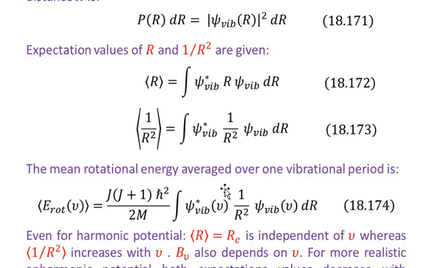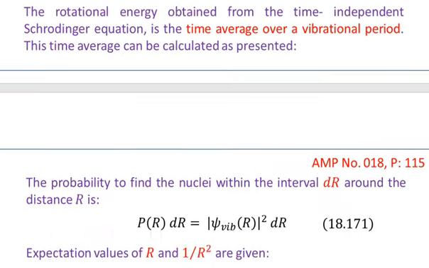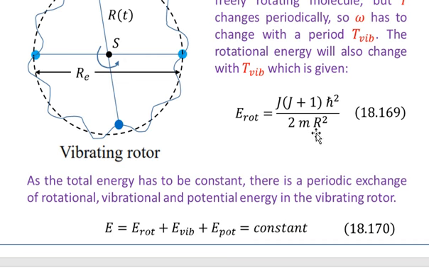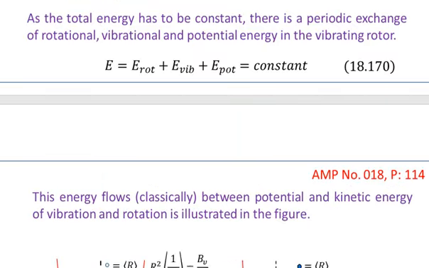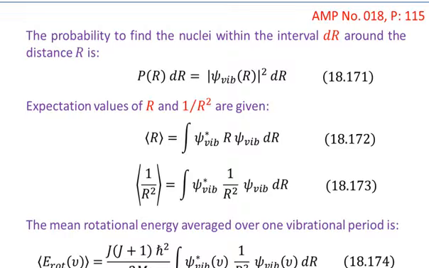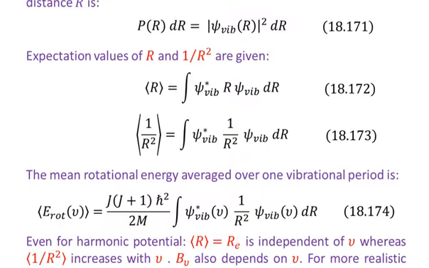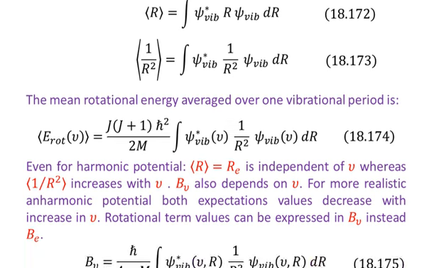The mean rotational energy averaged over one vibrational period is given by... You see that in the rotational formula, we have the value of capital R. So let me show you this formula over here. You see that you have 1 over r square, so you have r square appearing in the denominator of the formula of E rotational. So when you want to calculate the average value of the rotational energy, you need to take the average value of 1 over r square, which can be provided by the expectation value of 1 over r square given by the formula shown in equation number 173.